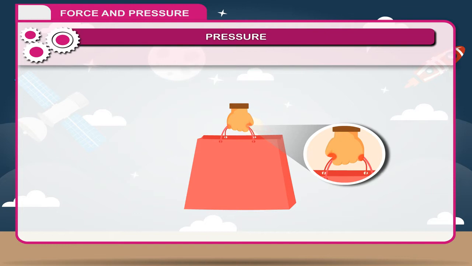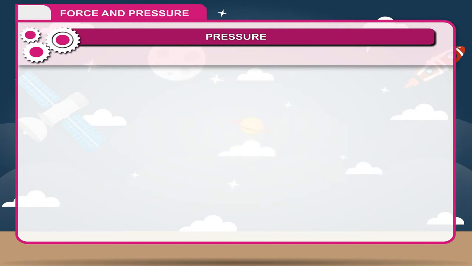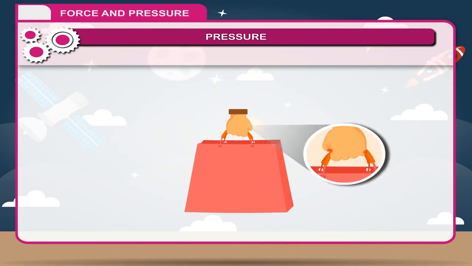The force, or the weight of the packet, is the same in each case. However, because the string is thin, the area of contact with your hand is very small. This means that the pressure is very large. The handle covers a much greater area of your hand. So, the pressure is less.